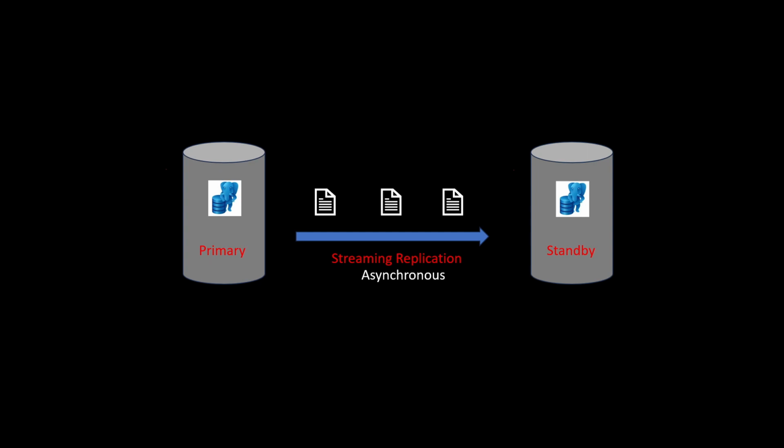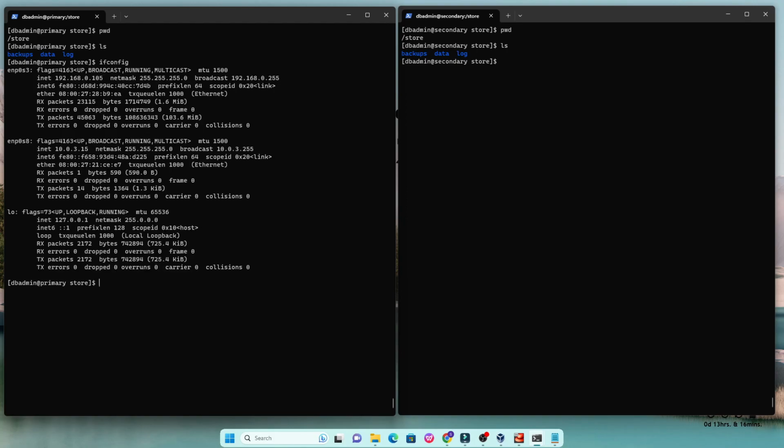This lab session aims to establish a primary server that utilizes asynchronous replication to a standby. Now let's take a look at the file structure we are using in this lab session. Both primary and secondary servers have the same file structure as /store/data.